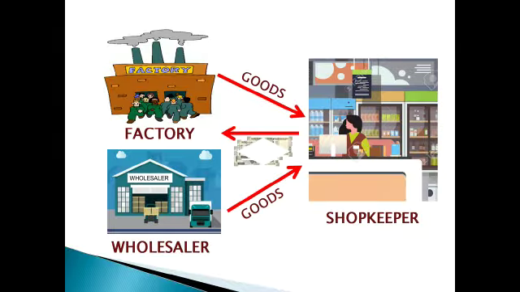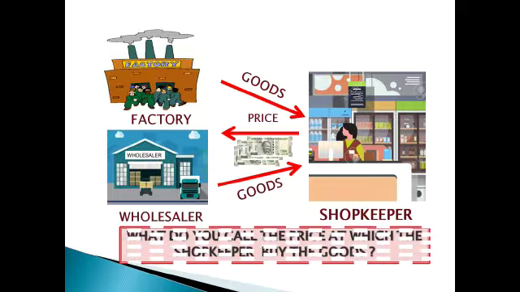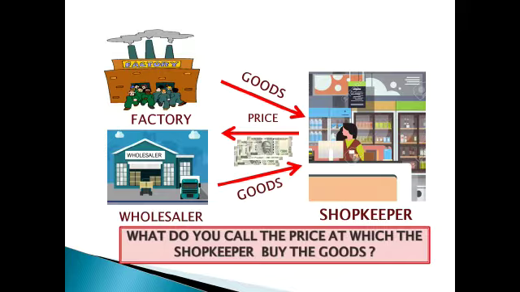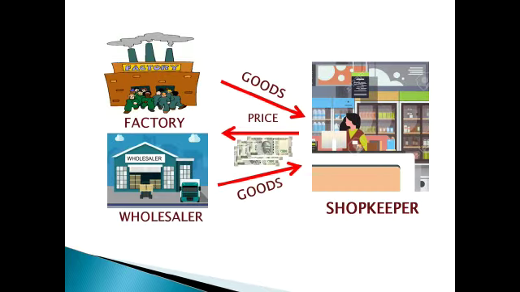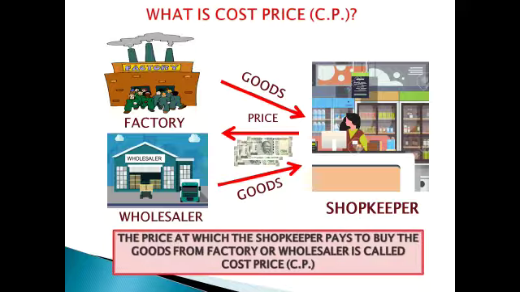And in return, he pays the price amount. Can you guess what you call the price at which the shopkeeper buys the goods? The price at which the shopkeeper pays to buy the goods from the factory or wholesaler is called cost price. In short, we call it CP.